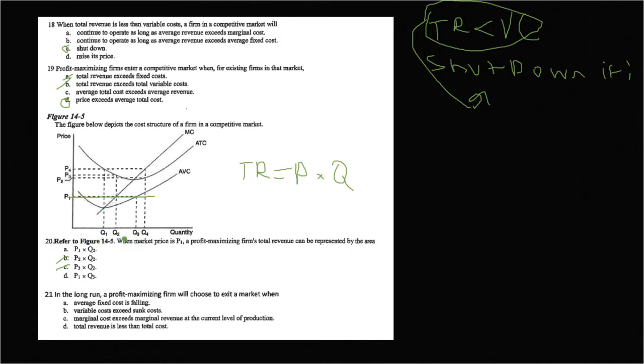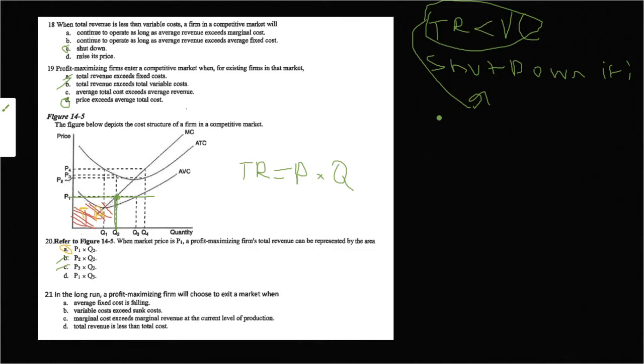So is it Q2 or Q3? Well, this is the point where things get sold, because we're not selling out here. This is the average variable cost. So we're selling at the marginal cost point. So this area is the total revenue. So 20 is A. Alright.